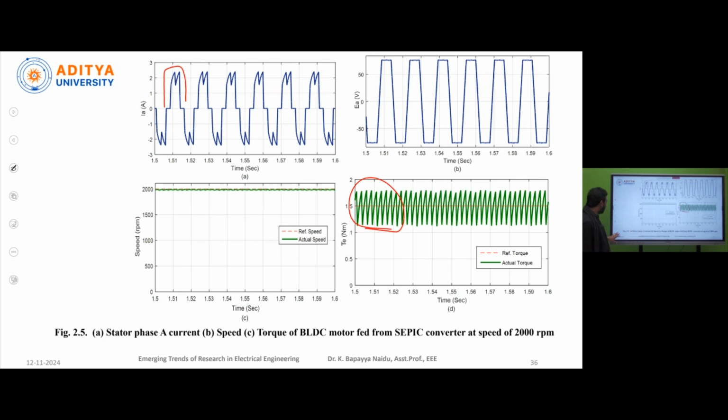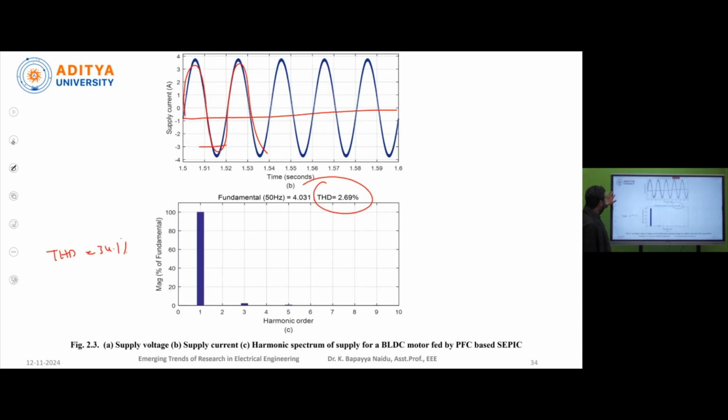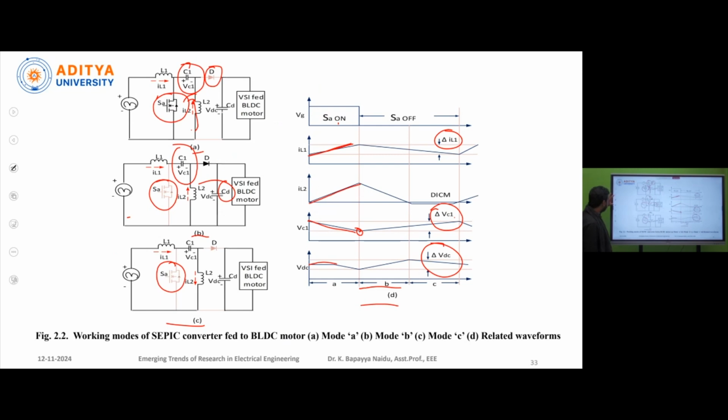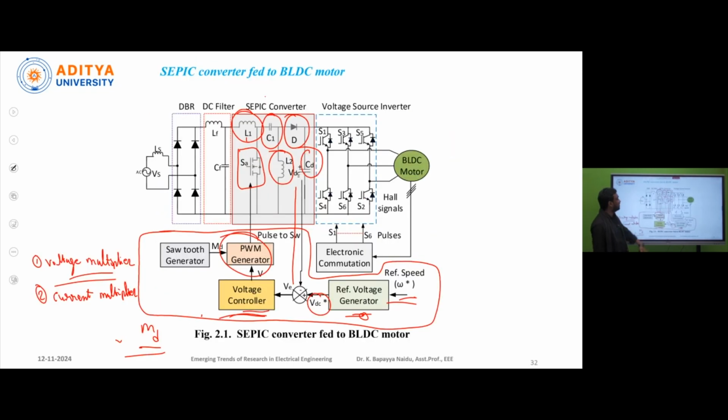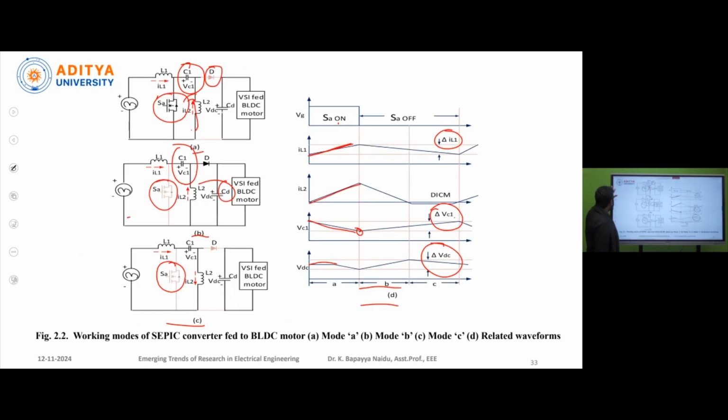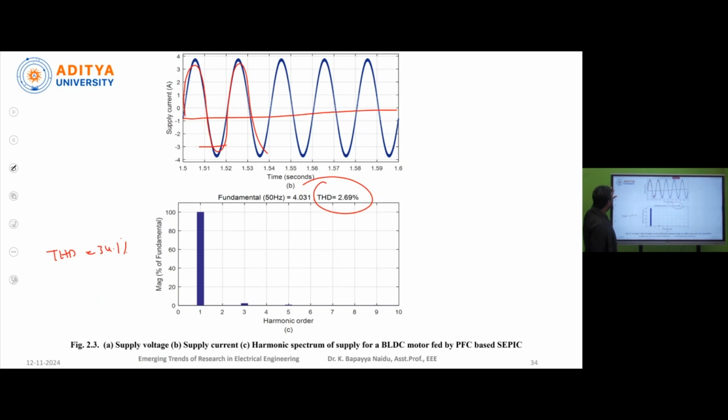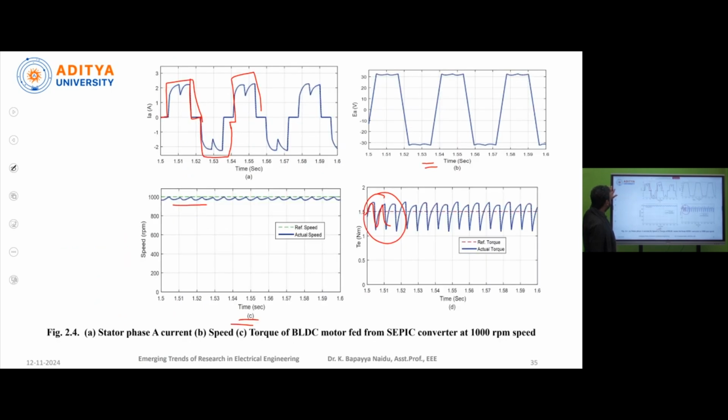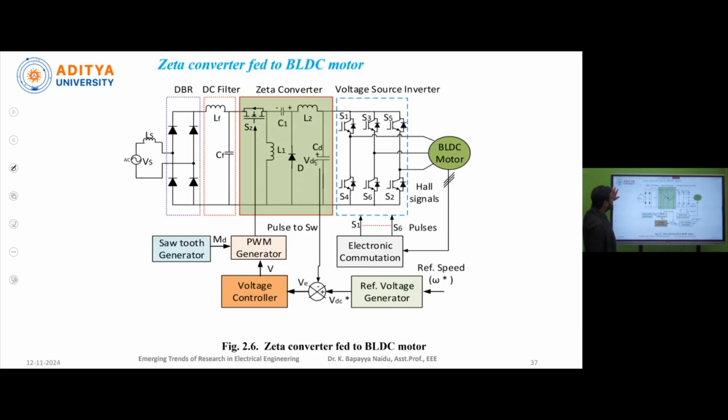Okay, this is about the CP converter which is fed to the BLDC motor. Now another converter type is the zeta converter which is fed to the BLDC motor.